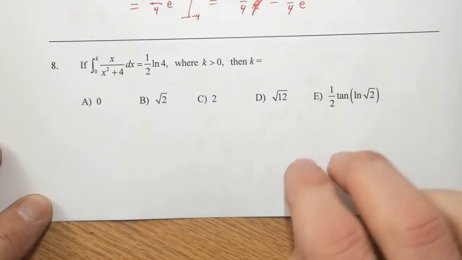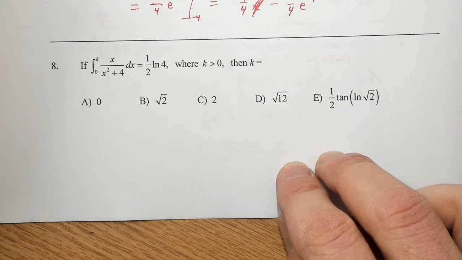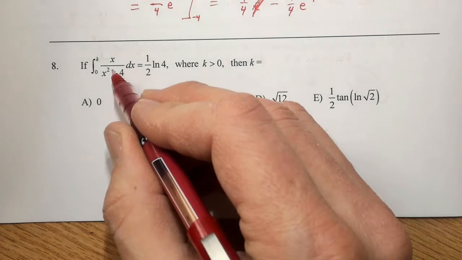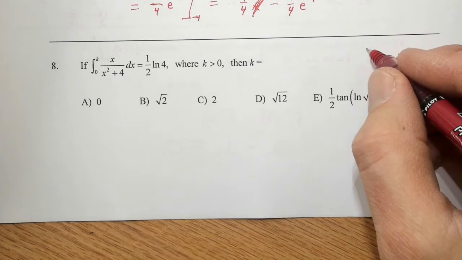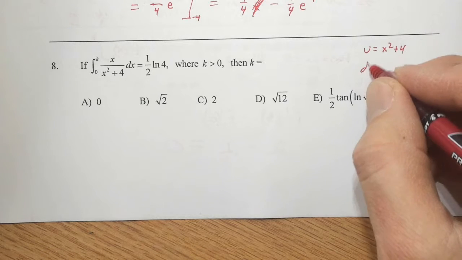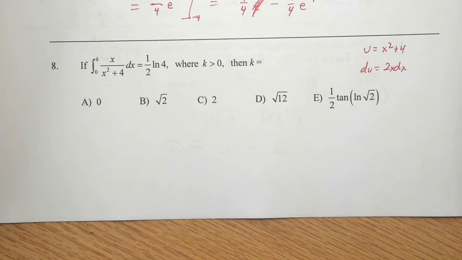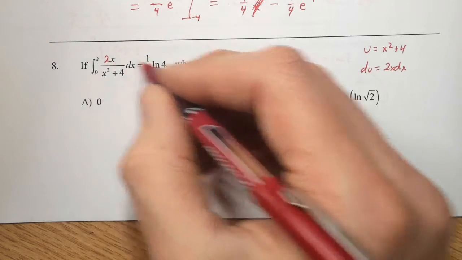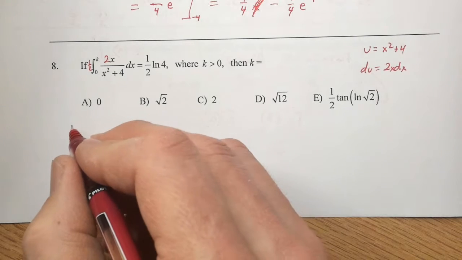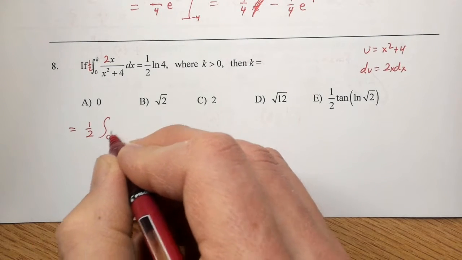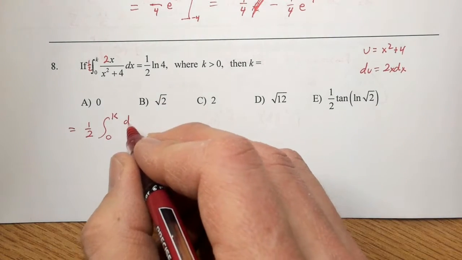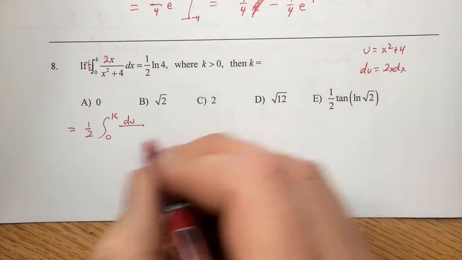With number 8, we have to figure out what k is equal to. Again, we're looking at u substitution. We have a fraction, or rational expression rather. So u is going to be equal to x squared plus 4, du is 2x dx. We have the x, we don't have the 2, so 2 on the inside and 1/2 on the outside. So we now have 1/2 the integral from 0 to k. The 2x and the dx are replaced by du. X squared plus 4 is replaced by u.